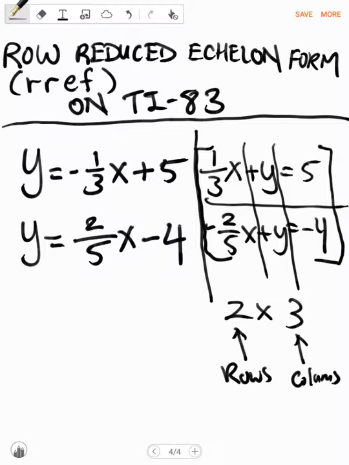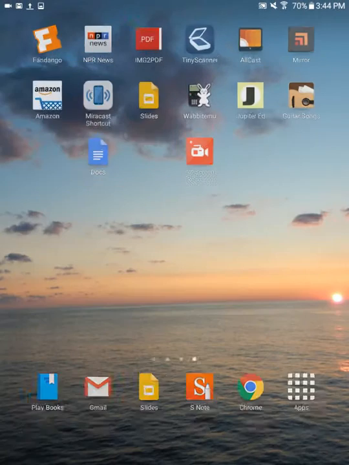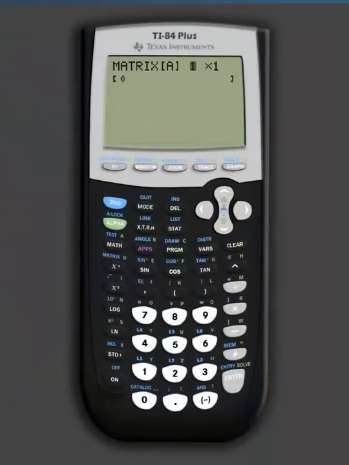2 rows and 3 columns. When you enter the information into the matrix, you don't enter x, you don't enter y, you just enter the coefficients, okay? So let's do that. Go back to my calculator, okay?